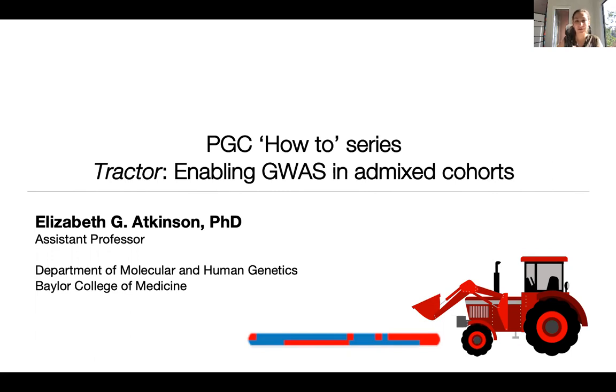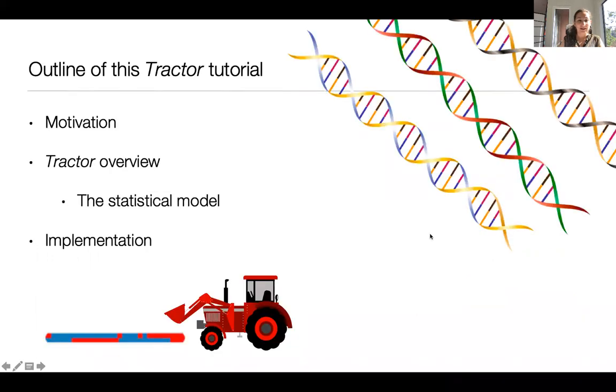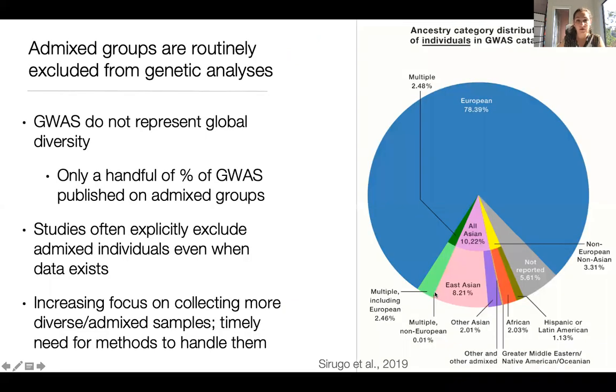I hope this tutorial helps get you started in doing ancestry-aware GWAS on admixed cohorts. So here's just the brief outline. I'll start with some motivation, go into the overview of our statistical model, and then talk about implementation of the actual Tractor code. So to start off with our motivation, I want to reiterate a point that is now thankfully becoming common knowledge in the GWAS community.